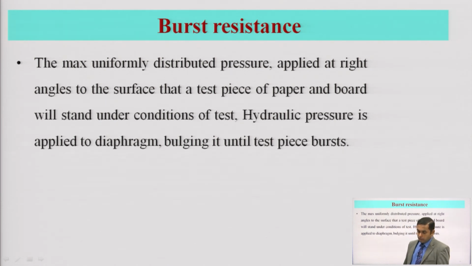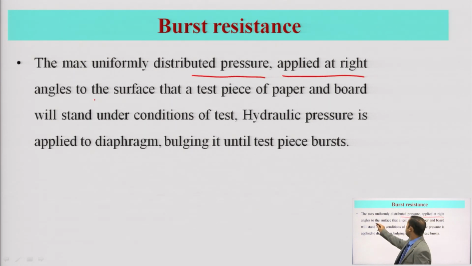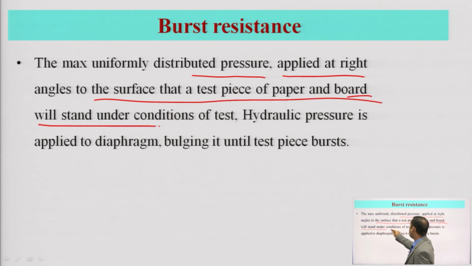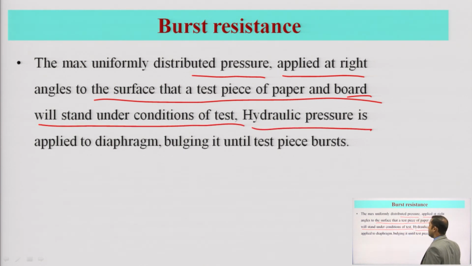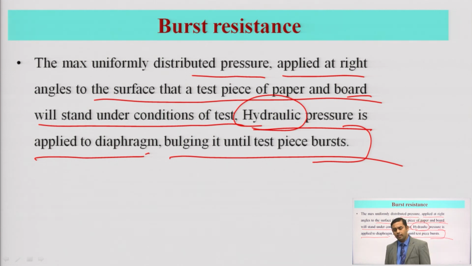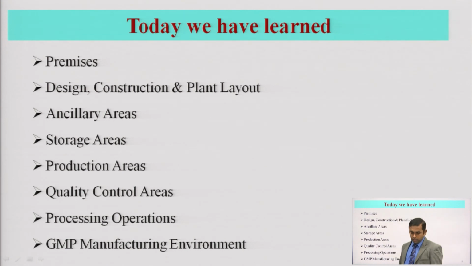Burst resistance is also one of the tests we do. It is the maximum uniformly distributed pressure applied at right angles to the surface that a test piece of paper or board will stand under the test conditions. Hydraulic pressure is applied to the diaphragm, bulging it until the test piece bursts. So we are testing how much pressure it can take until failure.